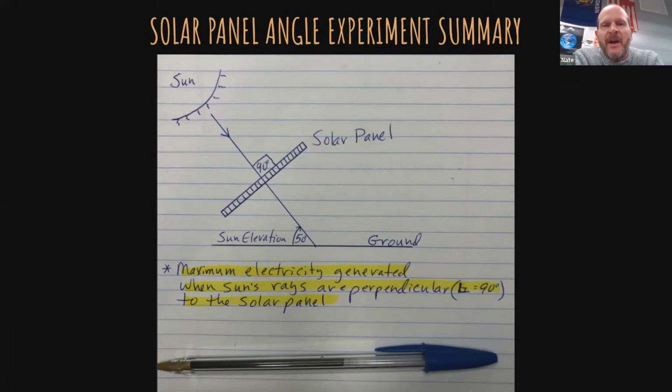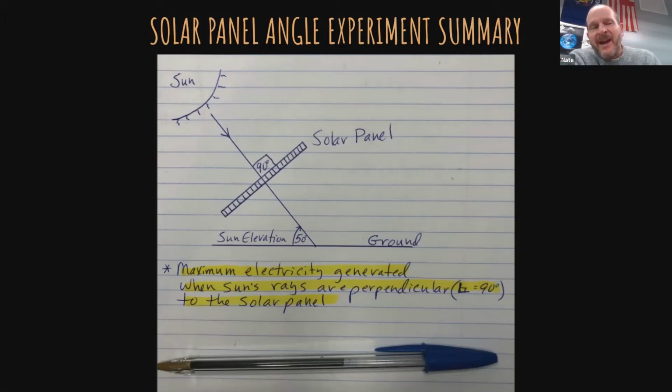I see it, like the sun's coming to the panel. We had established it's 90 degrees. We know the sun elevation is 50. So here we can see, we can work this out and realize, oh, it is 90 degrees on the panel that caused the most electricity to come off that panel.